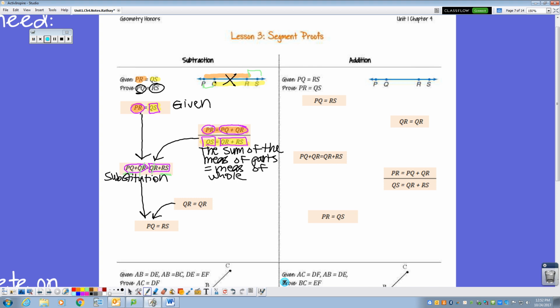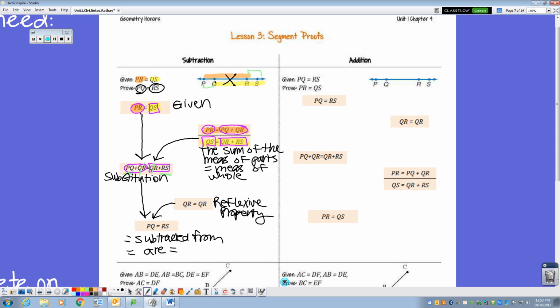Now I wanted to get rid of QR on both sides. QR is equal to QR by the reflexive property. And I got rid of it using subtraction. So my reason is equals subtracted from equals are equal. And my proof is complete.